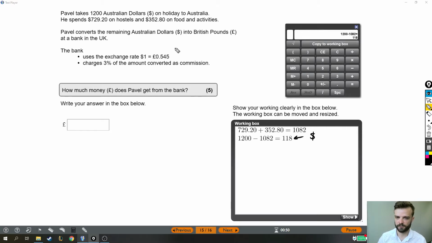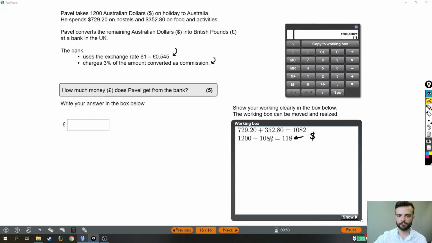Now we get into the hard stuff where we use this conversion rate and we have to charge the commission. It doesn't matter what order you do it in. You can find 3% of this amount and take it away now when it's in dollars, or we can do that when it's in pounds. It doesn't matter. I'm going to do it after we've turned it into pounds.